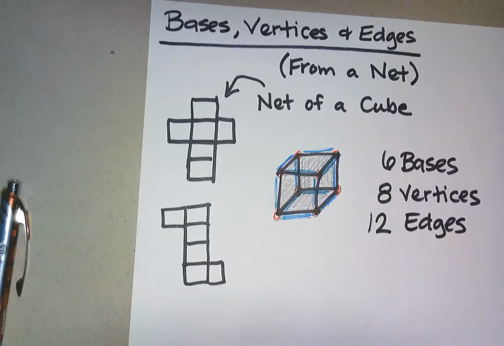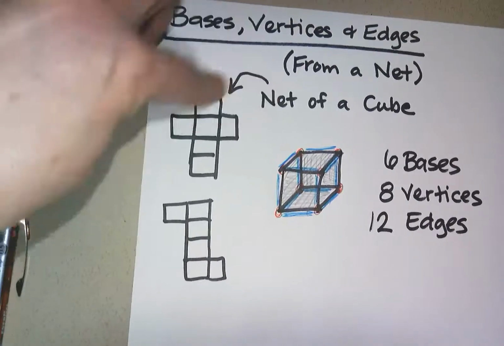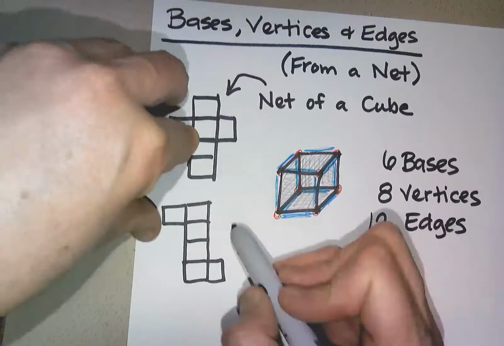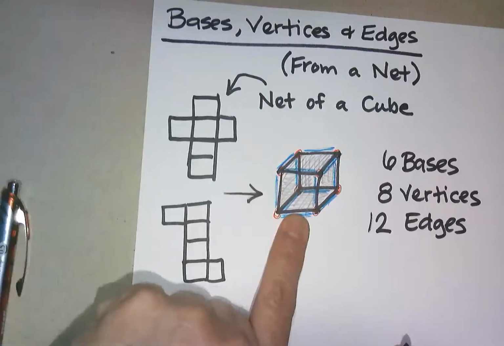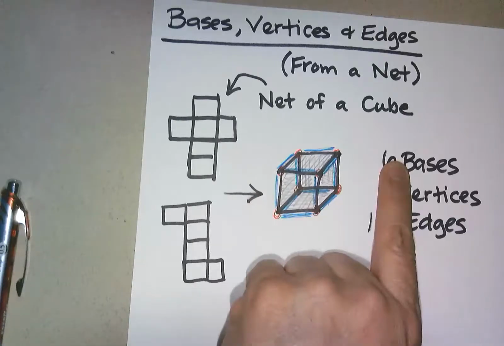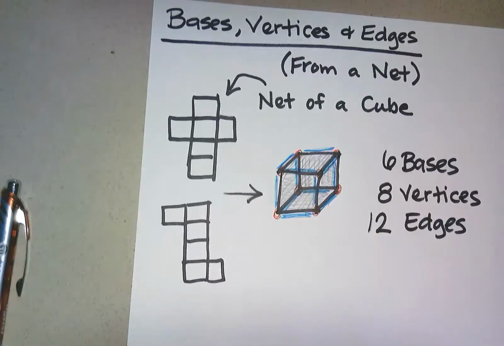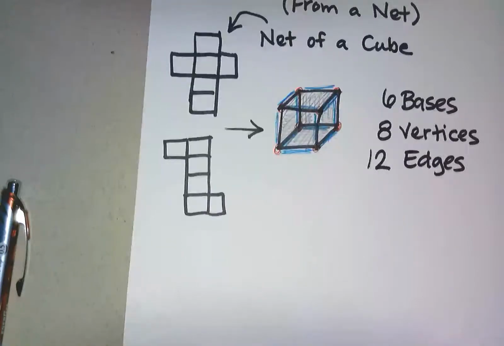So I hope that you just understand, if you see a net, draw the 3D shape, then you can confidently find your bases, vertices, and edges. Okay, so let's go ahead and do that with a rectangular prism.